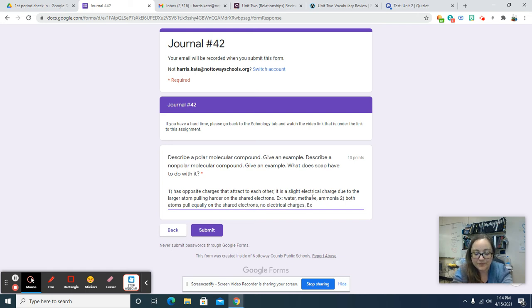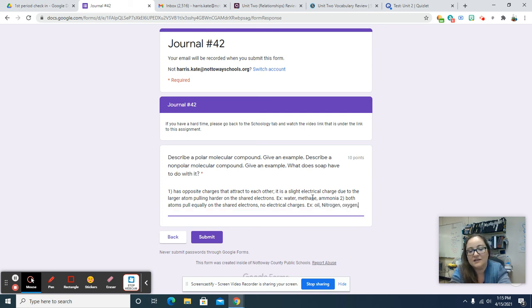So an example, well, oil is the main one that we talked about in class. Oil is less dense than water, and that's why it floats on top, but then they also don't mix very well because one's polar and one's nonpolar. Then also, like I said, any of those things that are themselves. So nitrogen gas, oxygen gas, all those things.